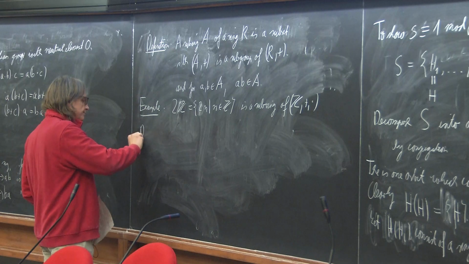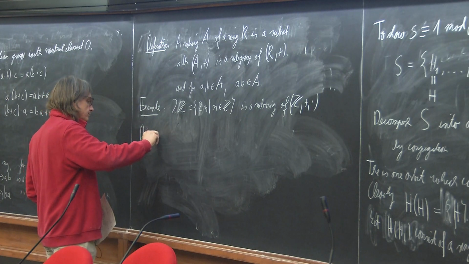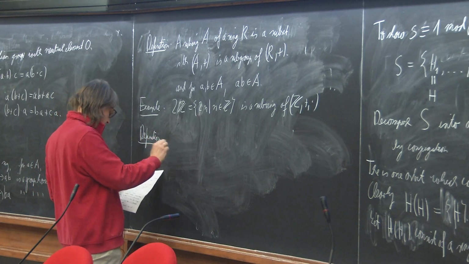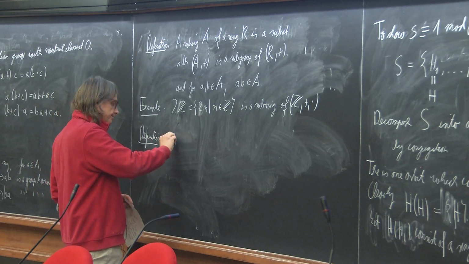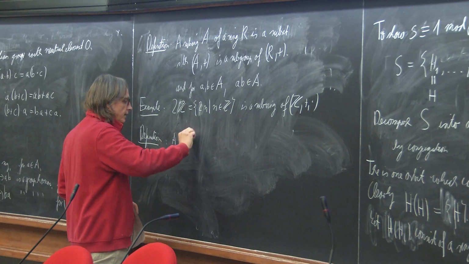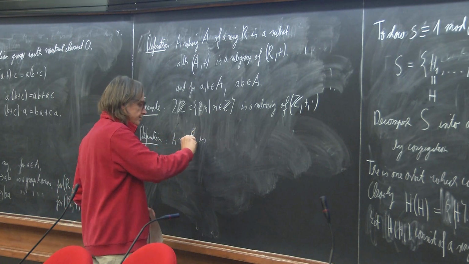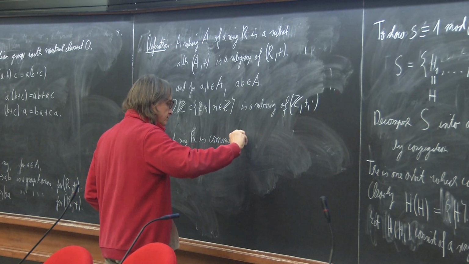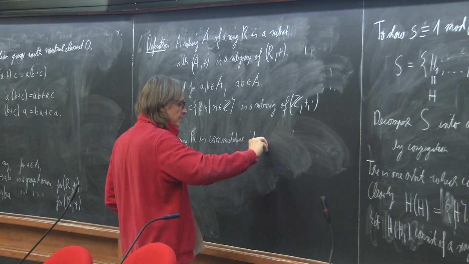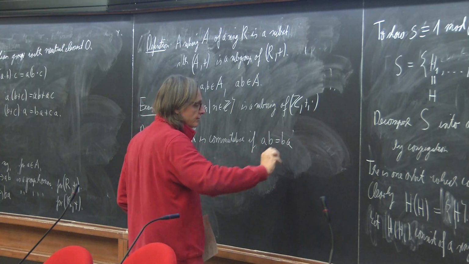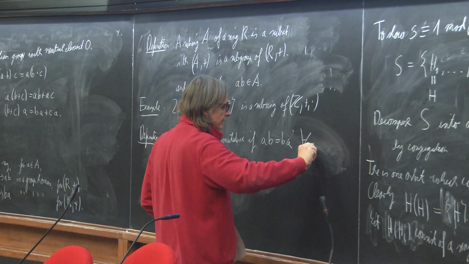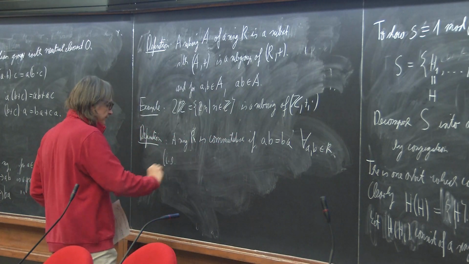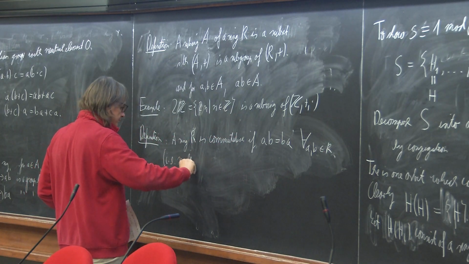So, definition. The ring R is commutative if AB is equal to BA for all A and B in R. That, as I said, is if and only if the multiplication is commutative.